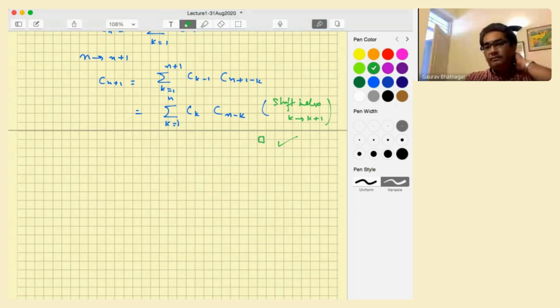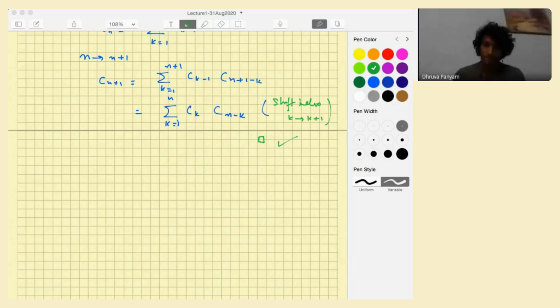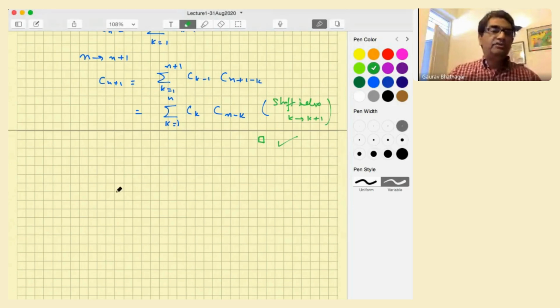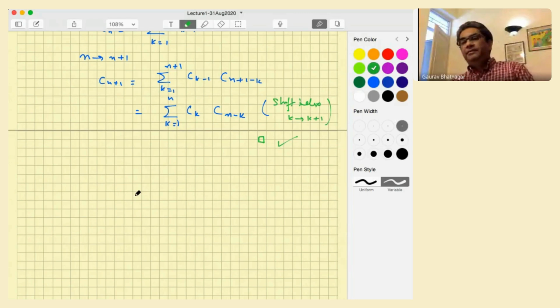Is that fine? Is that okay? Yes, Professor. Yep. Okay, so yeah, I rushed through that, and the reason is that I was confused. But anyway, I think I will give you homeworks on this problem so that you won't be confused when you teach this to somebody else.